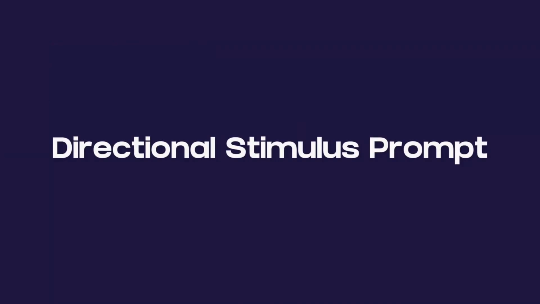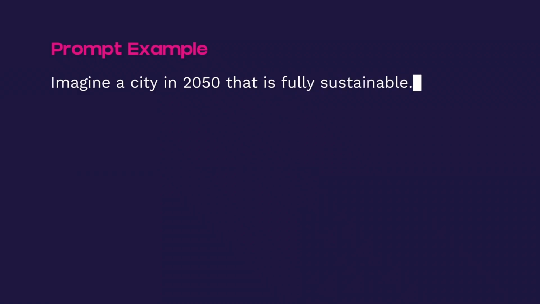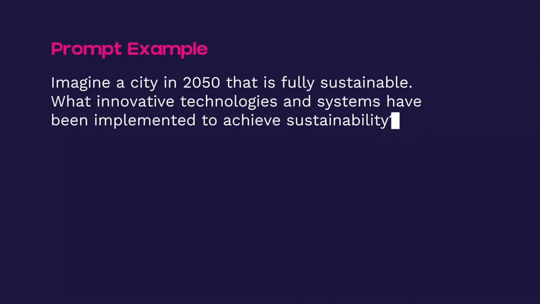And then you have something called the directional stimulus prompt, which guides the model to think in a very specific direction. And this is super useful for ideation or creative problem solving. So an example prompt here could be something like, imagine a city in 2050 that is fully sustainable. What innovative technologies and systems have been implemented to achieve sustainability? So think about this as you're sort of directing the model to think in a specific way.